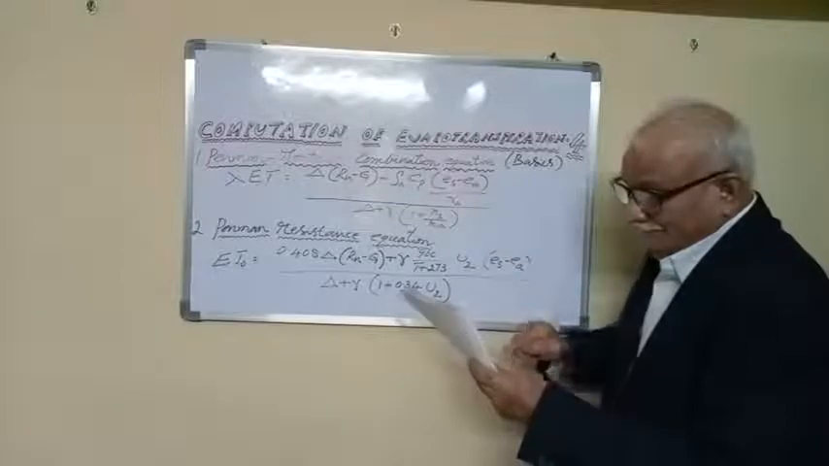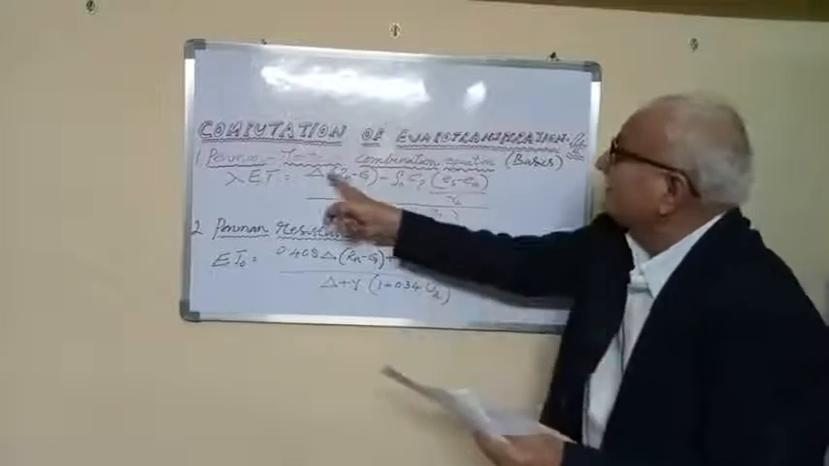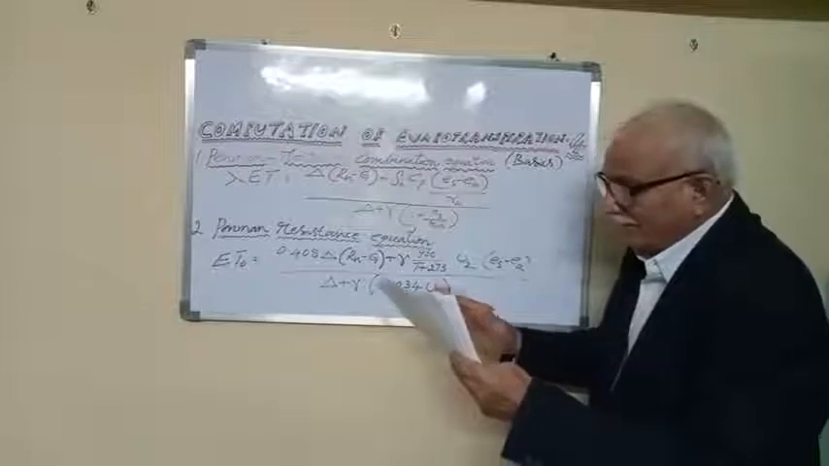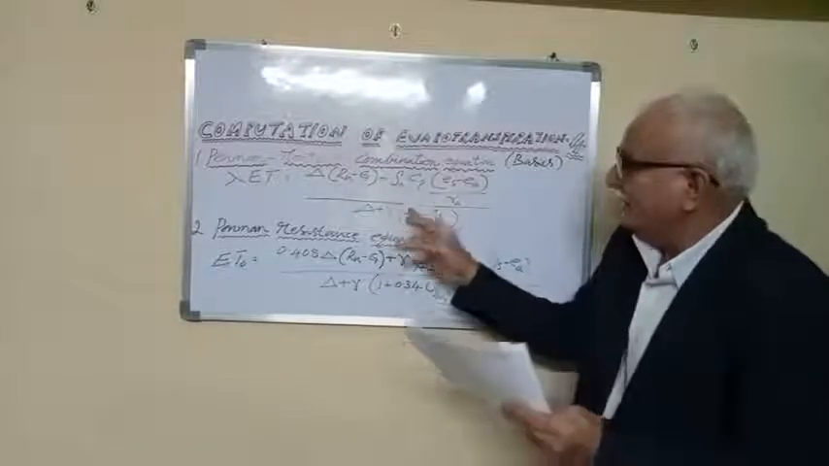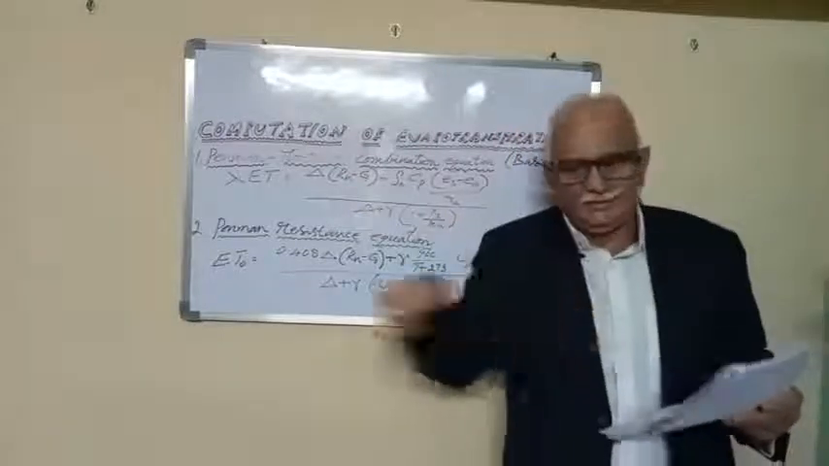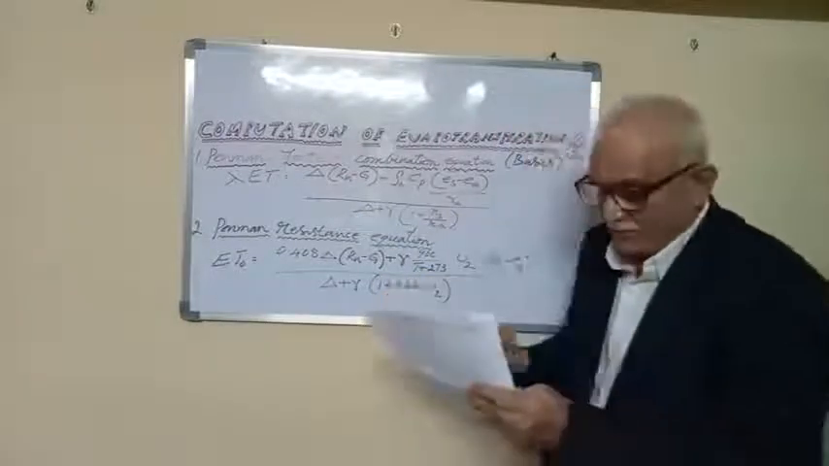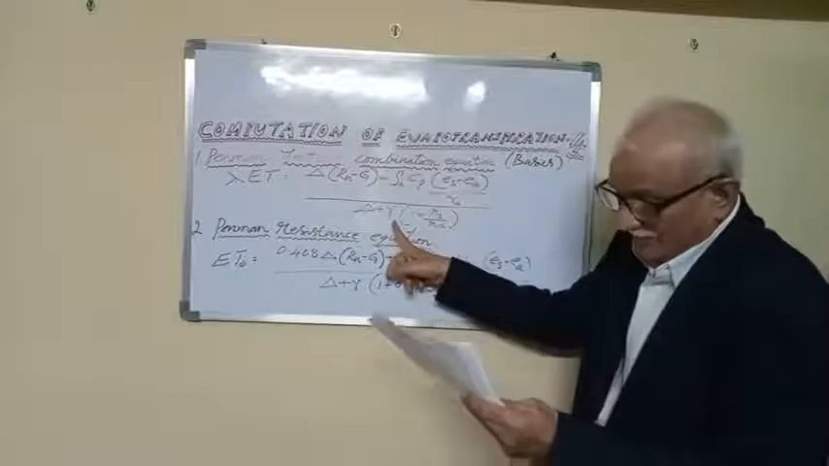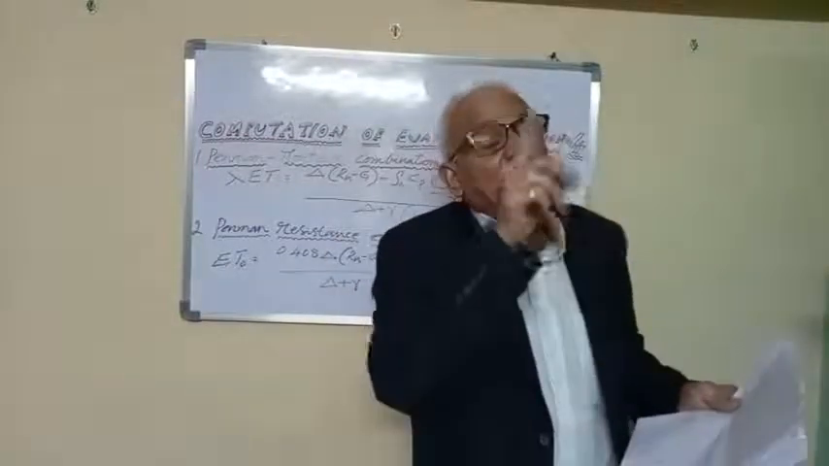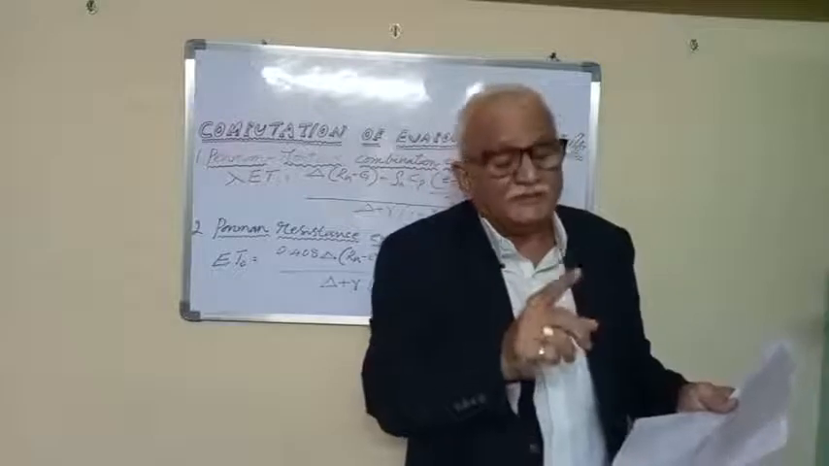Now, what is the delta? Delta is the saturation vapor pressure and temperature relationship. Now, this is the psychrometric constant. Usually delta T by delta E into psychrometric constant is equal to Bowen's ratio. What is Bowen's ratio?